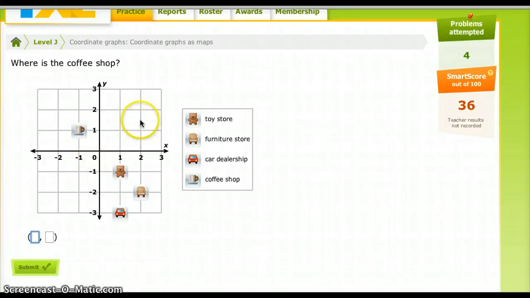So positive, positive. Here, they're going to be negative, positive. All the ones in quadrant 2, negative, positive. Here's quadrant 3. They're going to be negative, negative. Here's quadrant 4. Positive, negative. So the coffee shop is this one. So it's going to be -1, and then we go up 1. So it'd be -1, 1.